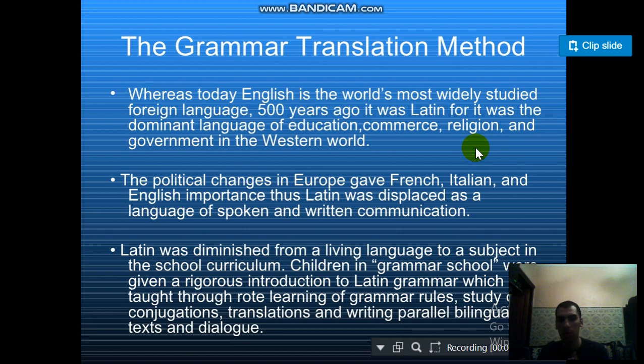Children in grammar school were given a rigorous introduction to Latin grammar, which was taught through rote learning of grammar rules, study of conjugations, translations, and writing parallel bilingual texts and dialogue.